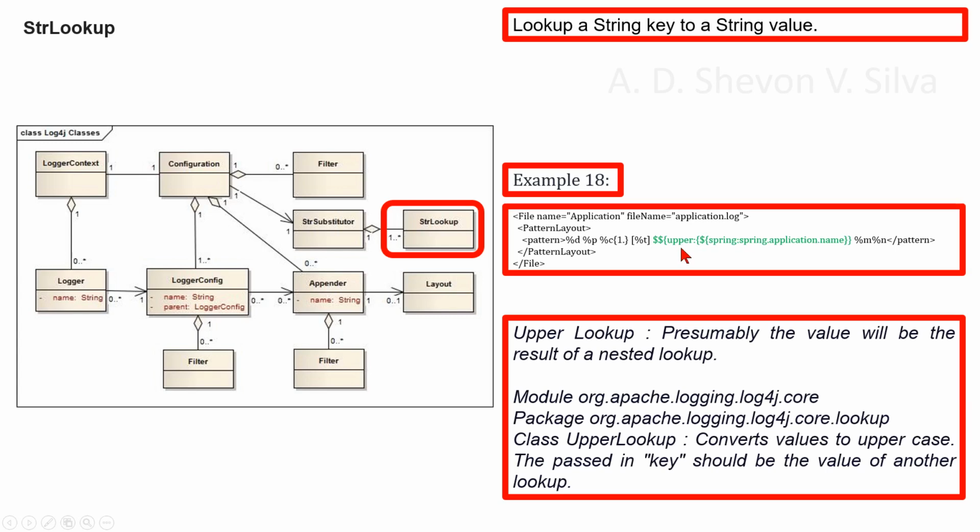The lower lookup converts the passed in argument to lowercase. Presumably the value will be the result of a nested lookup.